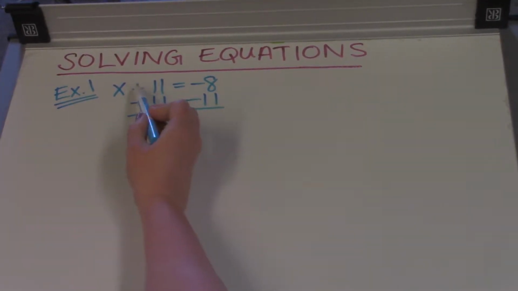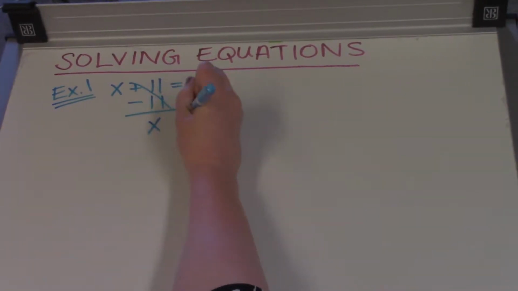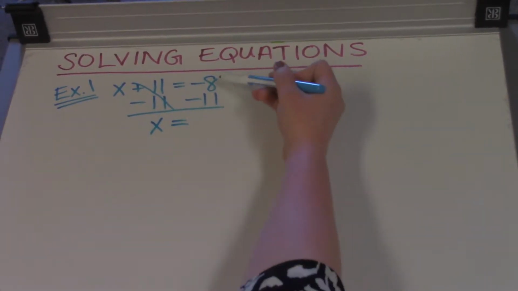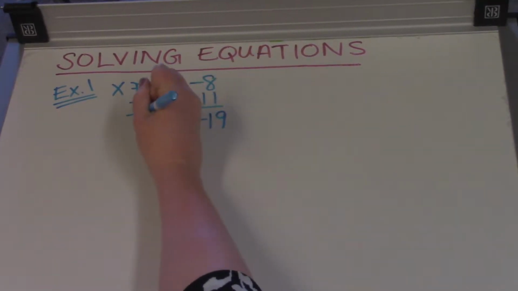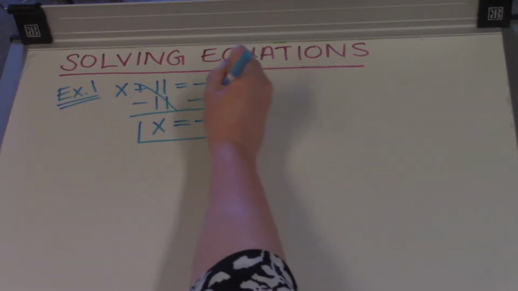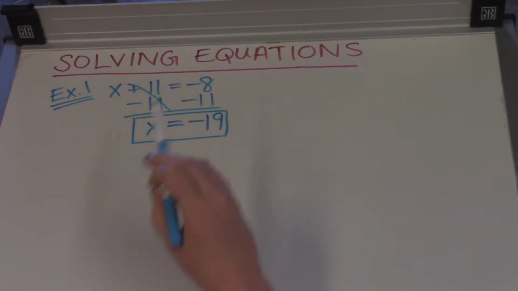When we do that, positive 11 and negative 11 cancel out, and I'm left with x equals, and when I combine negative 8 and negative 11, I get negative 19. Because the variable is alone on one side, I know that I've solved this equation.